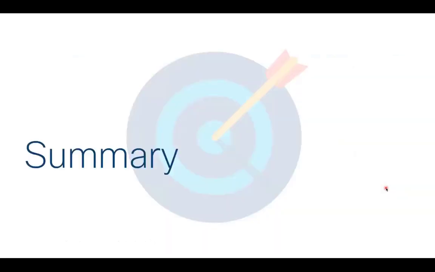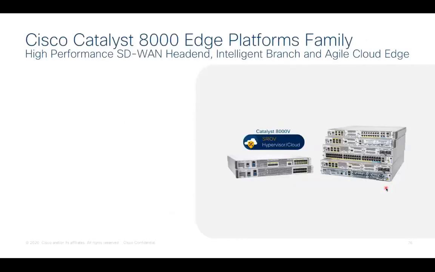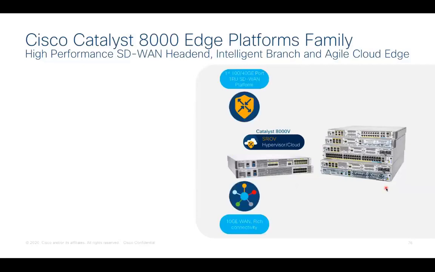Okay, let's glimpse into what we have discussed so far as a key takeaway from this session. So here is the key takeaway from the session. The Cisco Catalyst 8000 Edge Platform family is extending high-performance SD-WAN in headend, branch, and cloud edge. We discussed the first 100 gig and 40 gig 1RU SD-WAN headend, which is the ASR 1000 series Edge platform, which is empowered by 3rd Gen QFP for inline and high-performance services.